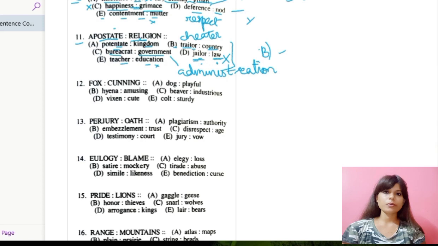Okay, moving over to question number 12. Fox and cunning. So we have normally heard since childhood days that fox is a cunning animal. Cunning means cruel.